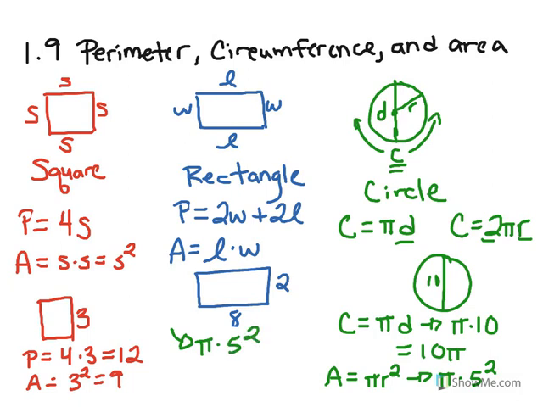And 5 squared is equal to 25. So that means pi times 25. And of course, because pi is going to be left in my answer, I want to write the coefficient first. So just like that. And that's this lesson.